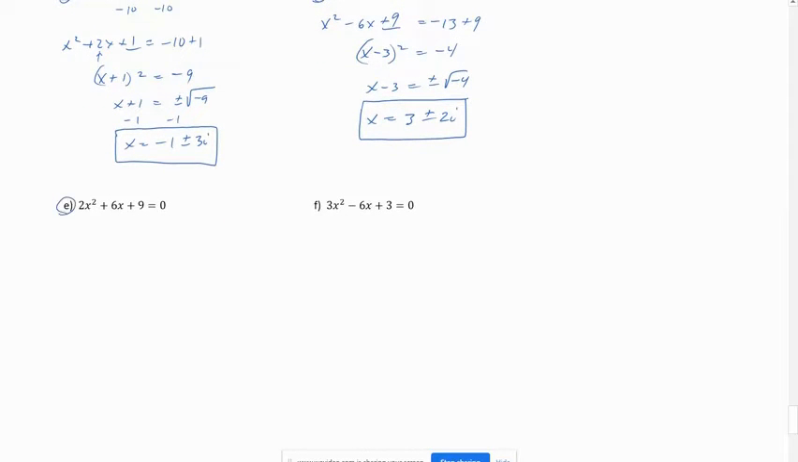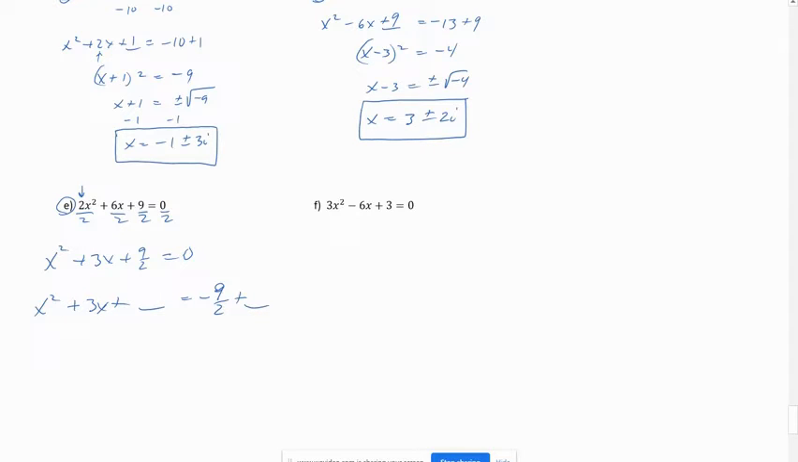So for example, here in E, we have a 2 as our leading coefficient, or the coefficient of x squared. So what we need to do is, before we do anything else, we're going to divide everything by 2. And now we have x squared plus 3x plus 9/2 equals 0. And so we will subtract 9/2 from both sides. Okay, and now we're ready to complete the square.